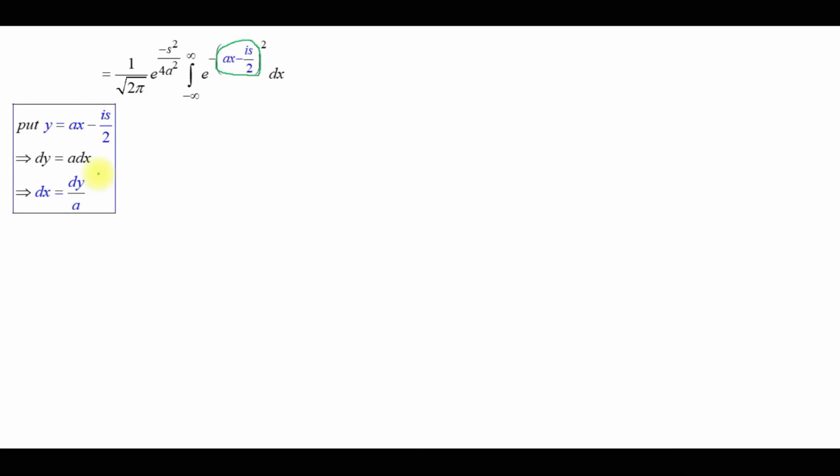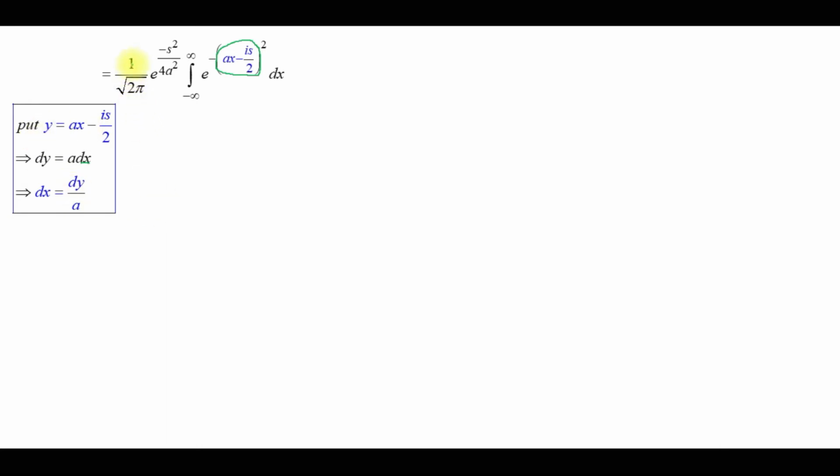Okay. So now differentiate on both sides. The differentiation of y is dy, a is a constant. The differentiation of x is dx. This is constant, so its differentiation is 0. So this implies what is dx? dx is dy by a. So now we substitute, that is, we change the limit x into the limit y.